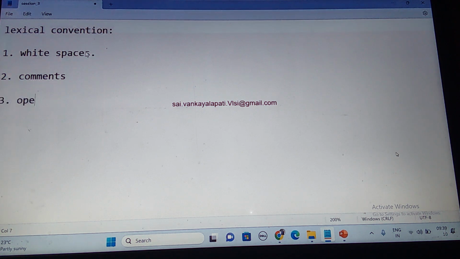Then we talked about operators: the unary operator, ternary operator, and binary operator. Then we talked about number specifications. This is a quick recap of what we studied in the last session. Basically, number specifications in Verilog can be done in two ways.